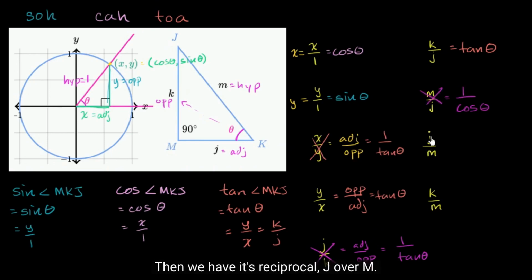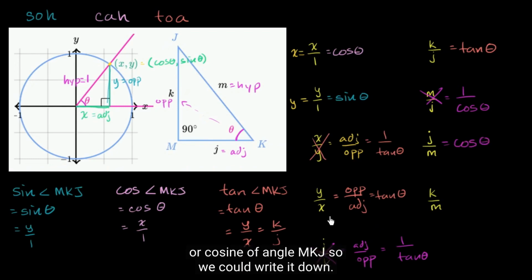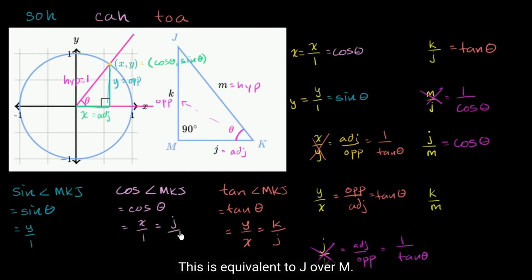Then we have its reciprocal, j over m. That's adjacent over hypotenuse. Adjacent over hypotenuse is cosine. So this is equal to cosine of theta, or cosine of angle MKJ. So this is equivalent to j over m.